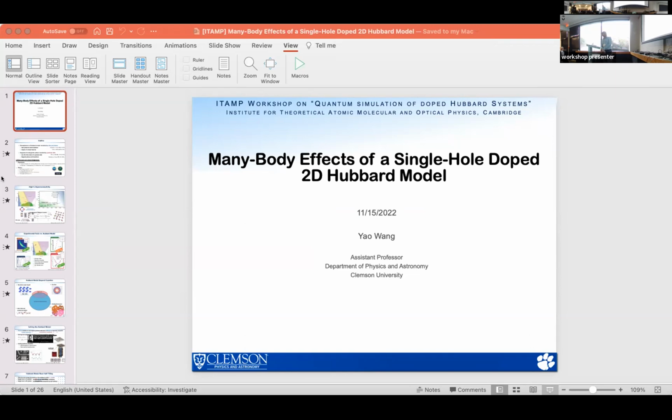So let's see what the t-J model or the low-energy Hubbard model tells us in a single hole limit. If we look at the interplay of the kinetic energy and the on-site interaction.